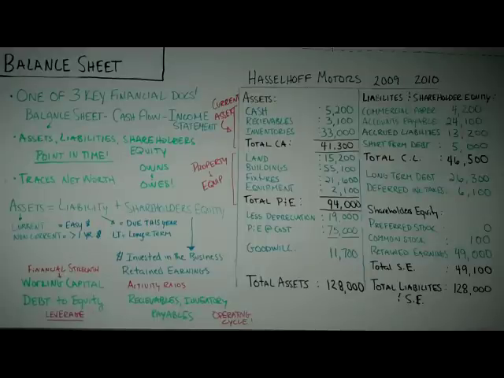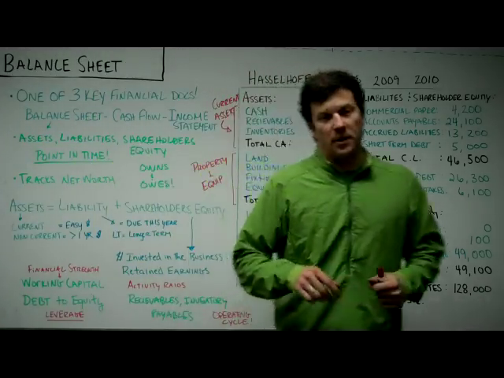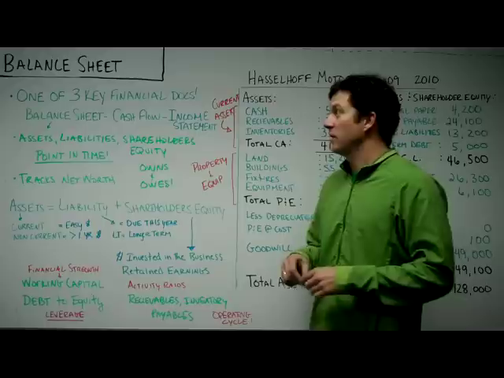The balance sheet. The balance sheet is one of three key financial documents that you'll use to analyze companies. And it's equally important to the cash flow sheet and the income statement. So balance sheet, cash flow, income statement. You'll hear people talk about those three all the time.